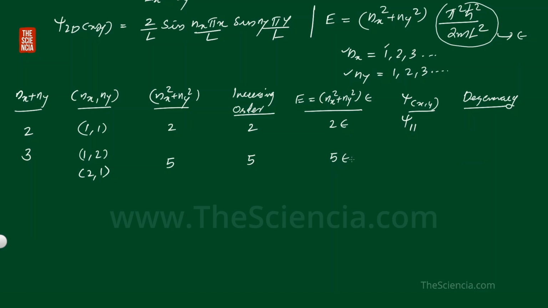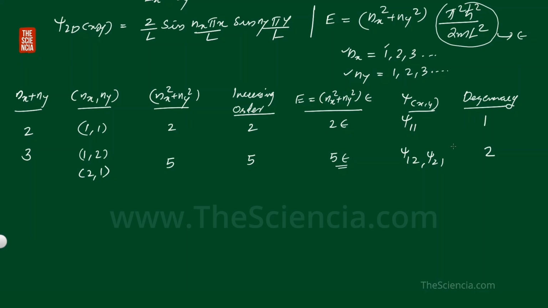Here you see there are two combinations, wave function psi 1,2 and psi 2,1, that have the same energy, that is 5E. That is, there are two states having the same energy, therefore the degeneracy is 2. For the previous state, there is only one state at that energy, so the degeneracy is 1.